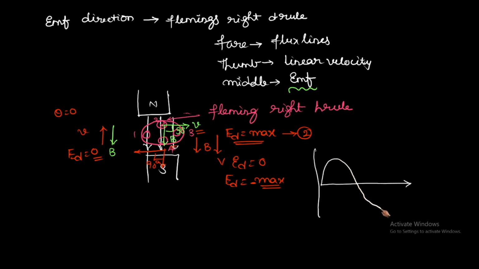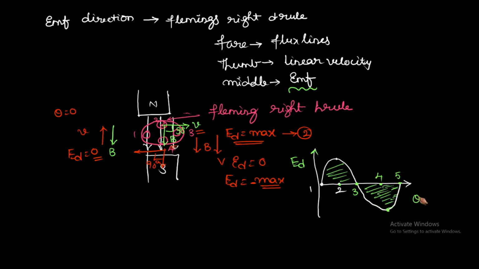So you have the positions like this. At first position it is 0, at the second position it becomes the maximum value, at the third position it becomes 0 once again, and at the fourth position it again becomes the negative maximum. So the dynamically induced EMF we can draw like this with respect to theta. At the fifth position, which is the same as position 1, it will become 0. So the induced EMF will always be sinusoidal.